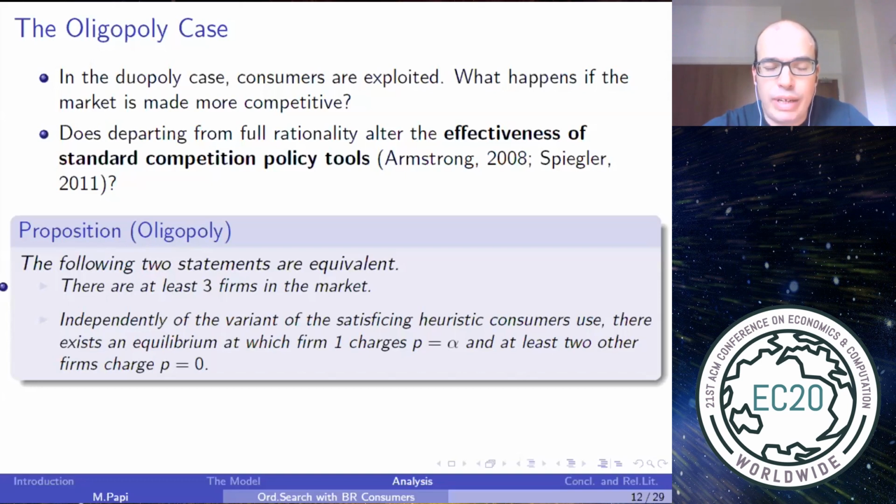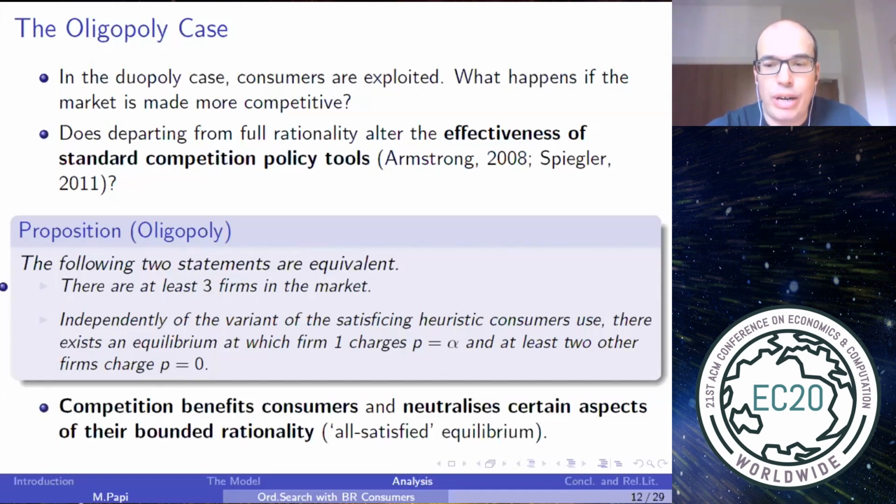Now, this equilibrium satisfies three noteworthy properties. First of all, this equilibrium is competitive-like in the sense that there are some firms in the market that charge a price equal to the marginal cost of production. So in that sense, competition benefits consumers. Secondly, this equilibrium has also the property that for every aspiration price in a set of aspiration prices, there exists a firm in the market that charges the aspiration price with probability 1. So this means that all satisficing consumer types here are satisfied. They don't need to rely on the second best strategy. So I call this equilibrium an all-satisfied equilibrium. And that is the reason why the result holds independently of the variant of the satisficing heuristic consumers use. And third, this also implies that increasing competition in the market neutralizes certain aspects of the consumers' bounded rationality by making their second best strategy inconsequential.